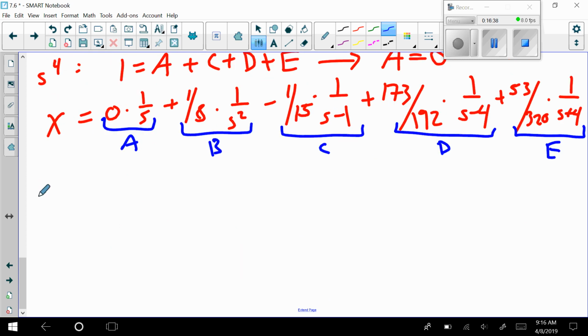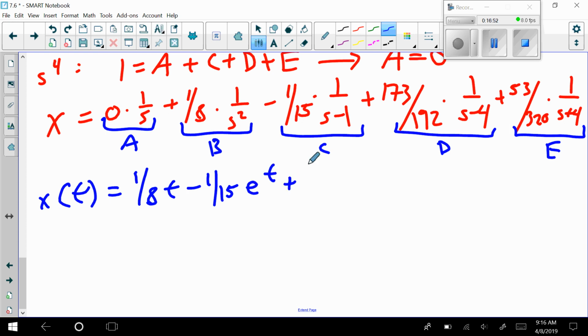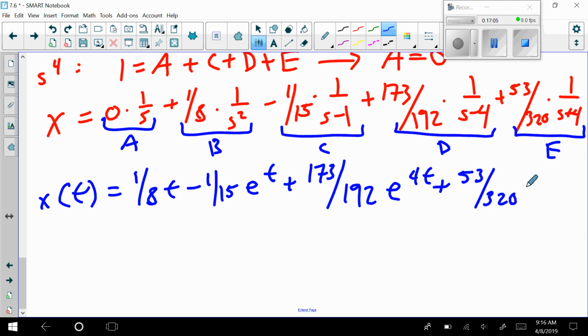Now I just take the inverse Laplace. Well, that becomes x of t equals, well, this is gone because of the 0, so that's just 1/8 t minus 1/15 e to the t plus 173/192 e to the 4t plus 53/320 e to the negative 4t. Okay.